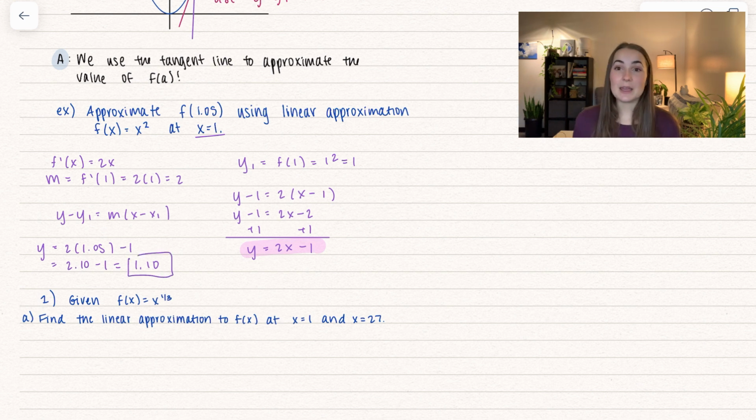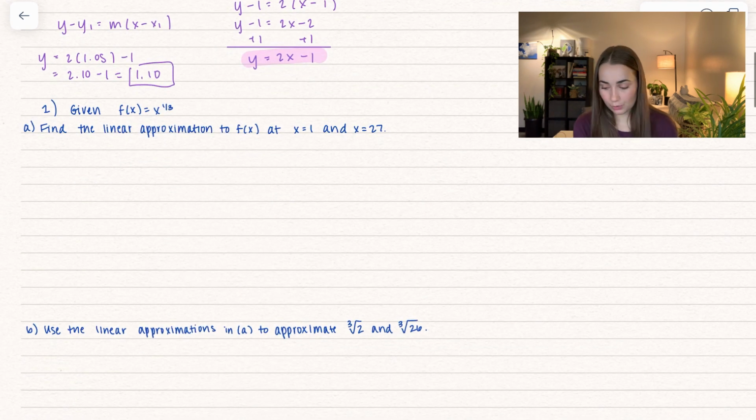So let's go ahead and see a more in-depth example of this. So here we have the function, the cube root of x. And first, for part A, we want to find the linear approximation to f of x at x equals 1 and x equals 27. What this is really asking is the equation of the two tangent lines at x equals 1 and x equals 27. So let's go ahead and find those.